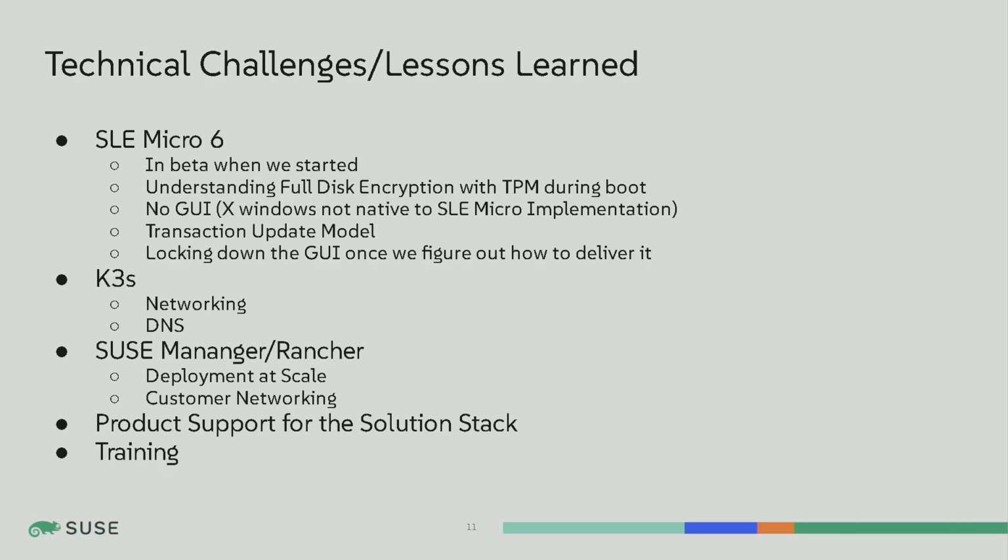So deployment at scale, customer networking, because of the fact we are putting these kiosks in customer sites, utilizing their networking, so we had to be careful about what requirements we had. So we really needed to narrow it down as to, I can go out over 80, 443, and I might be able to go ask for a couple of ports.